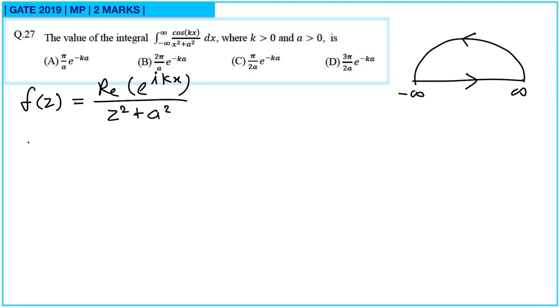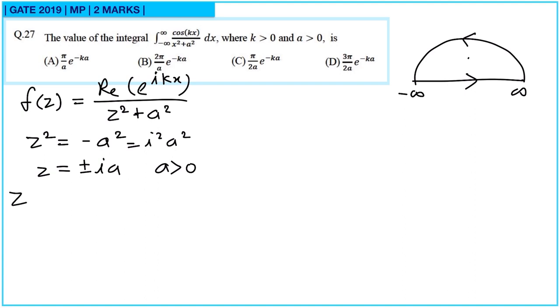Now let us find its singular points. Singular points will be z square is equal to minus a square, that is i square a square. So z is equal to plus or minus ia. Now here it is given that a is greater than 0. That means this will be plus ia or minus ia, and plus ia will be on this side. So z is equal to ia lies inside the curve.